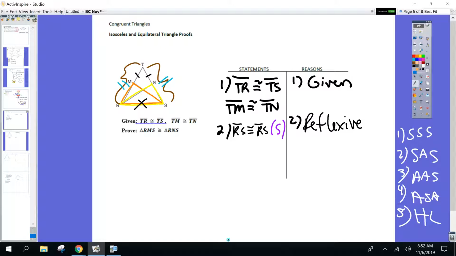Kevin, got anything? I could do subtraction, yes. I could subtract TR and TM to get a full side, and I could subtract TS and TN to get a full side. I'm going to keep asking this more and more: if you're going to subtract, do I have both pairs of equal quantities written down that I'm subtracting? Yes, they're the givens. So I'm going to say TR minus TM is equal to TS minus TN.